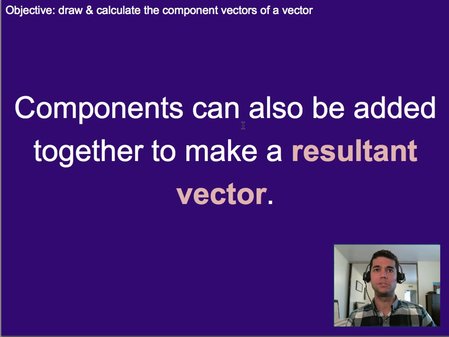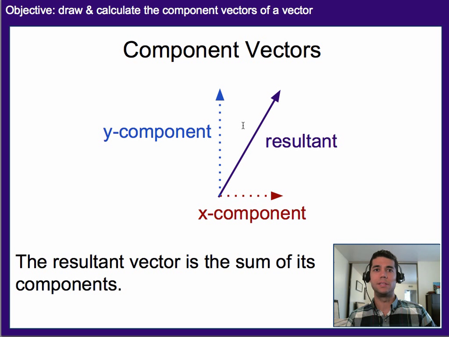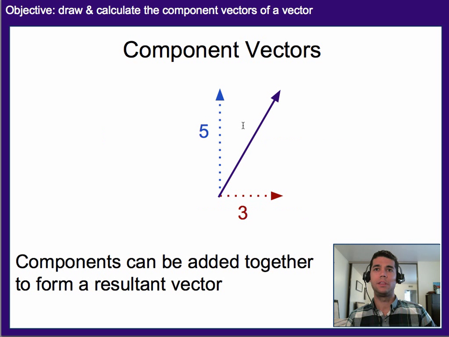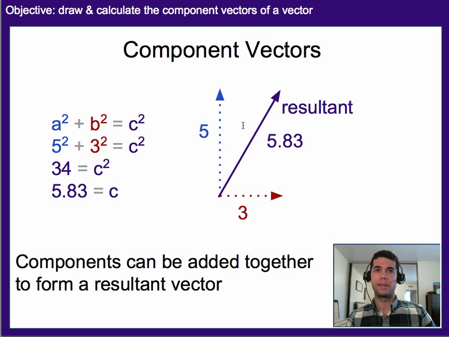Now, components can also be added together to make a resultant vector. So in this case, if you have x and y components, such as 5 and 3, they can be added together using the Pythagorean theorem as we've done before, and the result in this case would be 5.83. So just a little reminder on that since we've talked about it. But these component vectors are going to come in handy when we start talking about 2D motion.